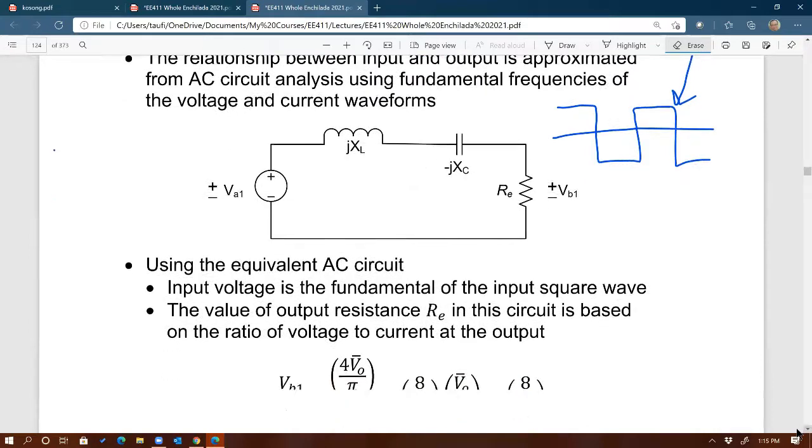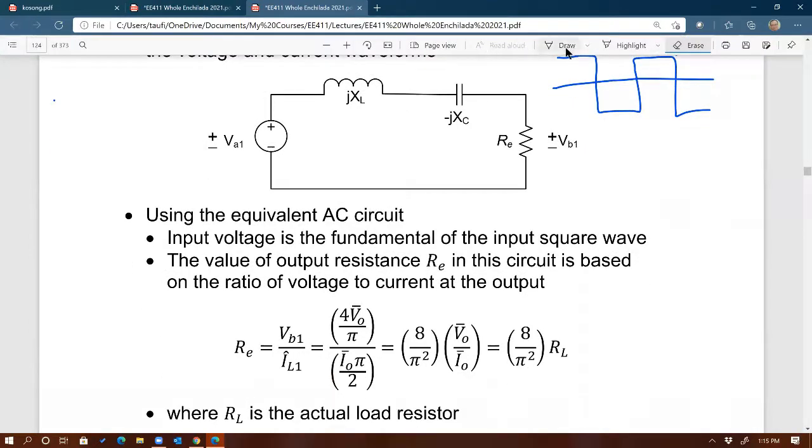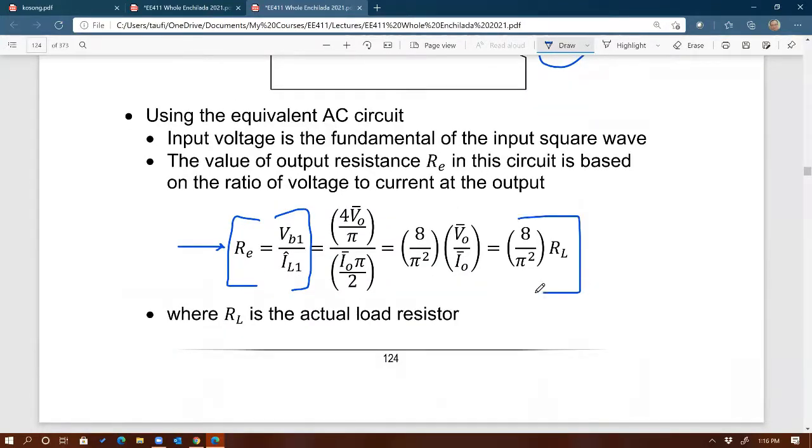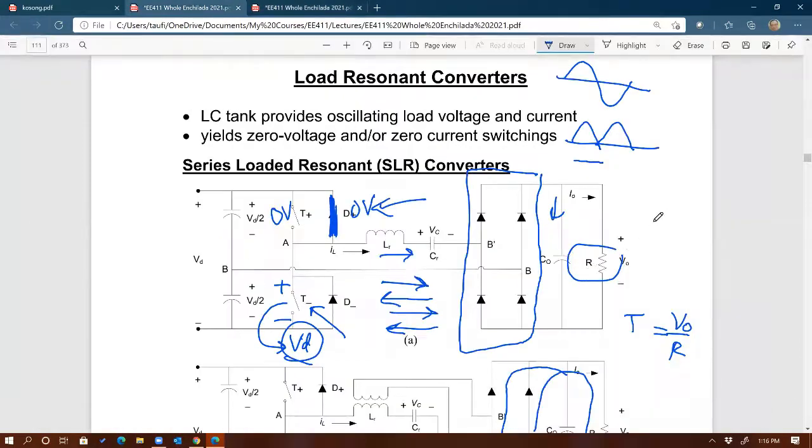That could be calculated by this ratio, where the equivalent resistor is equal to VB1, that's the voltage, divided by the peak of the current, IL1 right there, the one that we just derived earlier. So the ratio of the voltage to the current gives you the equivalent resistance. And that should give you the equivalent resistance in terms of the actual load resistance. So that's the actual load resistance right there. I know I call it differently, but that's the same as R. So this is RL in that equation.